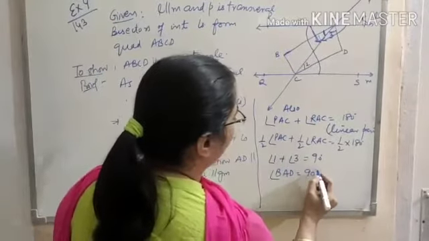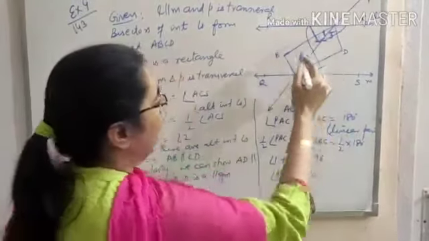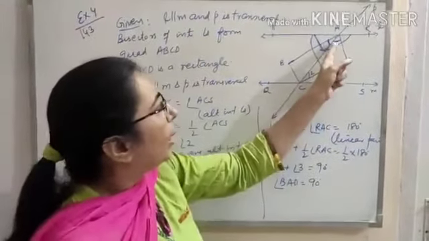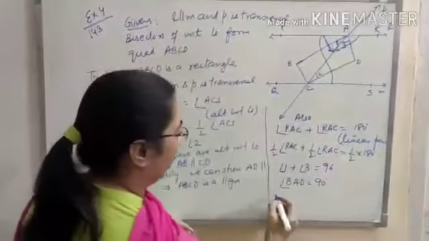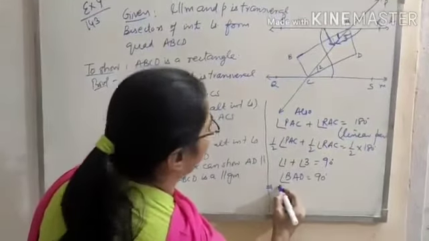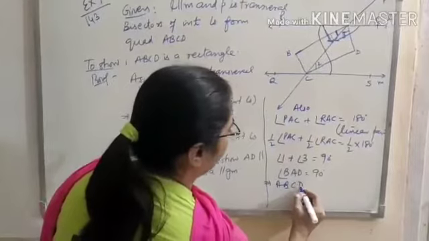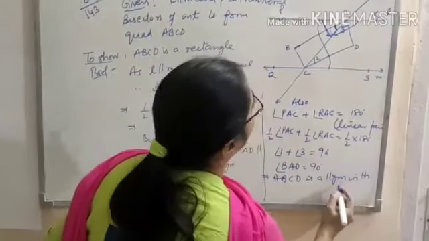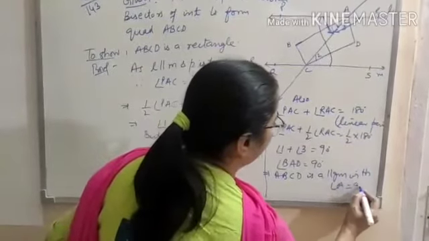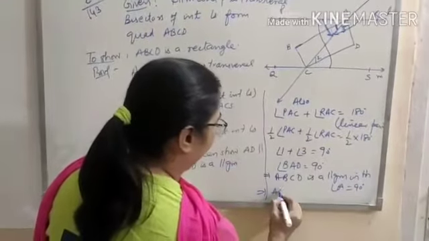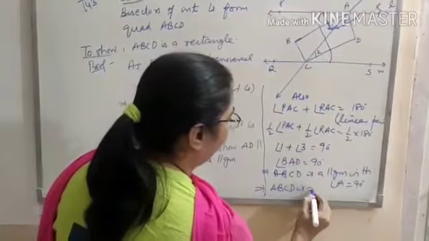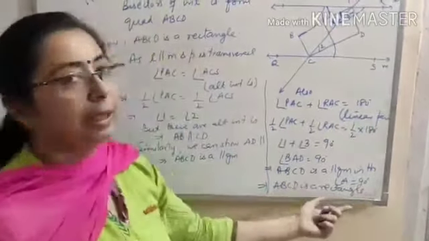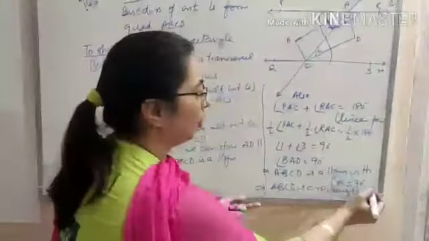So in this quadrilateral I have proved first it is a parallelogram. A parallelogram with one angle 90 degrees becomes a rectangle. Therefore ABCD is a parallelogram with angle A 90 degrees. It means ABCD is a rectangle. Whenever you show a parallelogram with one angle 90, it becomes a rectangle. This is an important question.